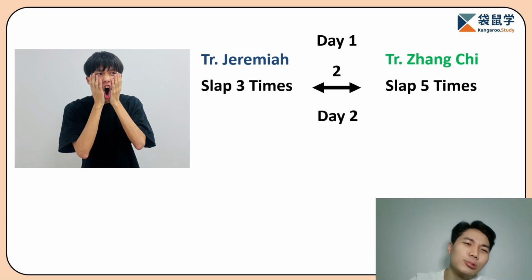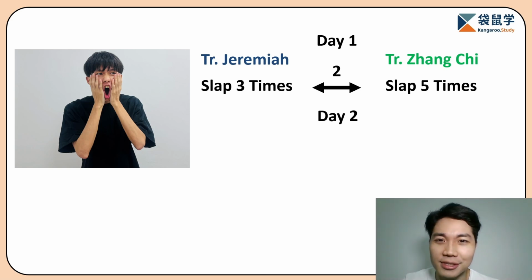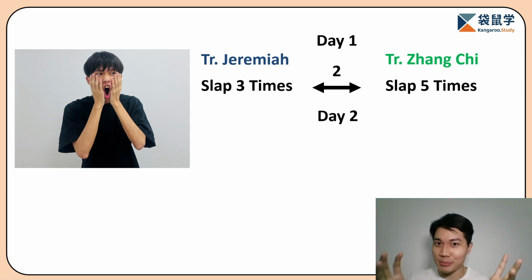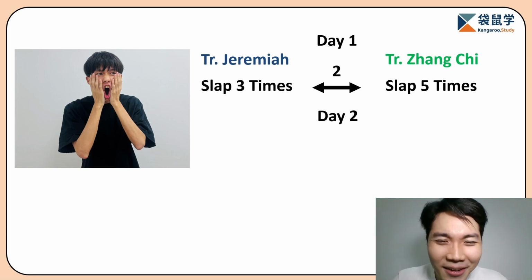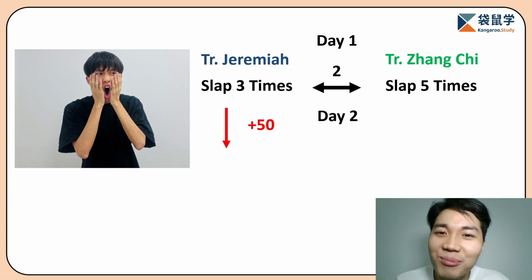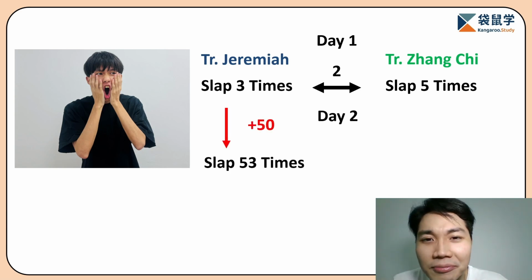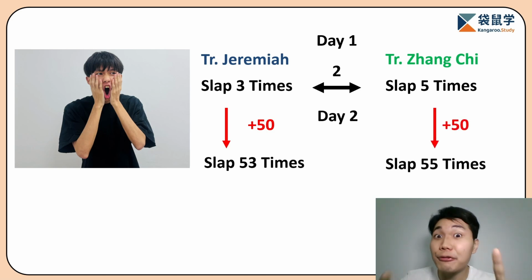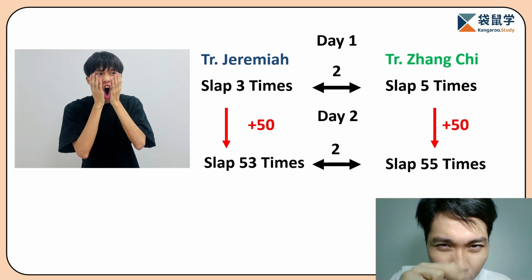But day 2 now he comes up to me. He says, "You are the ugliest person on this earth." This time I'm so much more angry. So I slap him 50 more times compared to day 1. And he also slaps me 50 more times. Of course, he has to slap me more. So we plus 50. What's the difference between the slaps between me and him on day 2? Here, for day 1, 3 plus 50, we get 53. For Teacher Zhang, we have 5 plus 50, we have 55. However, the difference is still 2.